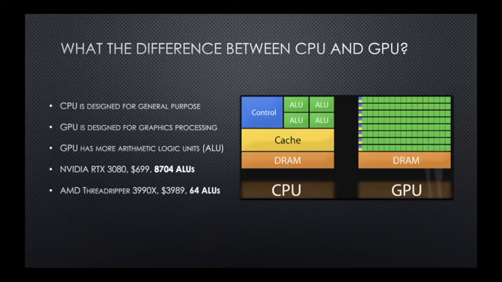So GPU has more ALUs, and GPU always has a lower price for each ALU. And you can see the newly released NVIDIA GPU RTX 3080. The price is about $700, and it contains more than 8,000 ALUs. And the newly released AMD CPU Threadripper 3990X, the price is almost $4,000, but it just has 64 ALUs.